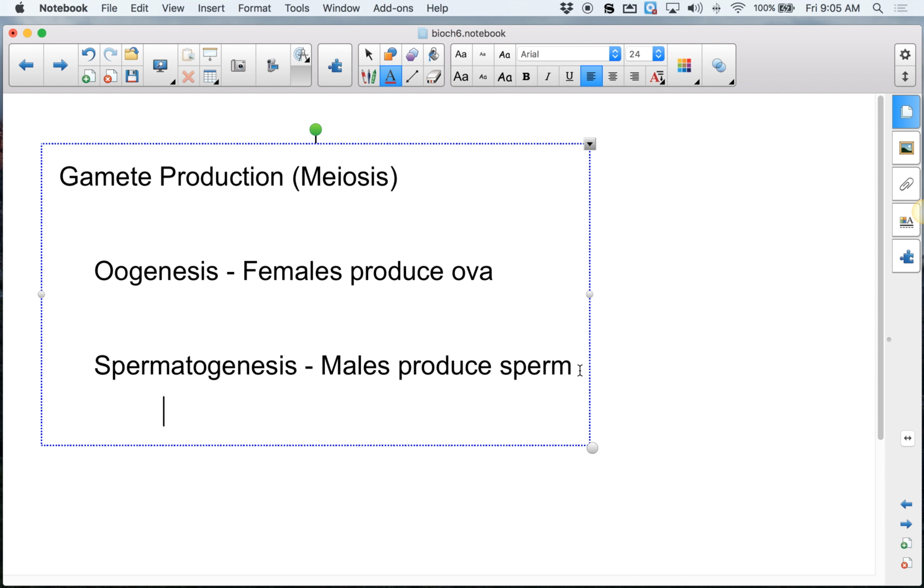Okay, now in human males, spermatogenesis is continuous from puberty, basically late into adulthood.